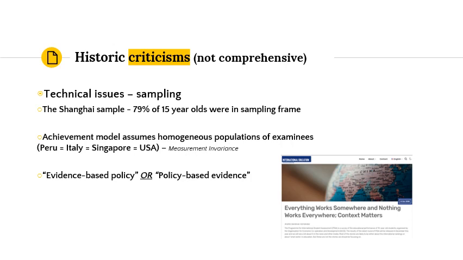And then finally, we also have the question: do we have evidence-based policy or policy-based evidence? Do we design policies based on evidence, or produce evidence to justify policies? This is something that I wrote about last year on a blog called International Education. The blog entry is called Everything Works Somewhere and Nothing Works Everywhere. This is the link. You can click on this picture and it will take you to it.